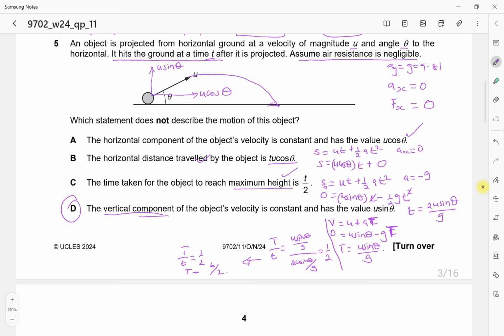The vertical component is constant. It is not constant. It decreases to 0 at the highest point and has the value u sine theta. This part is correct, but the first part is not correct. The vertical component changes because there's an acceleration in the vertical, so this is not correct. So it's not constant. This part is what makes this not true. So the answer is going to be D.